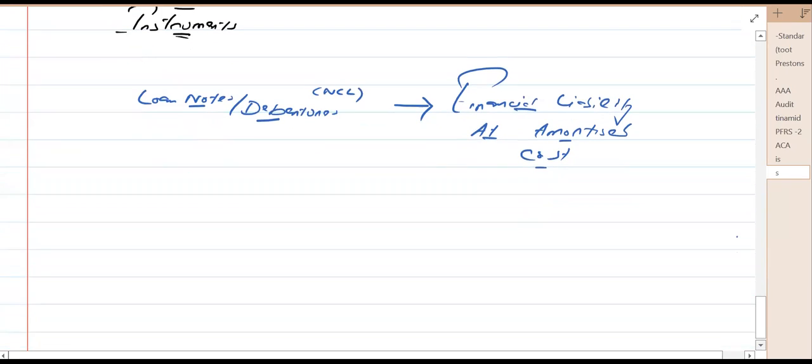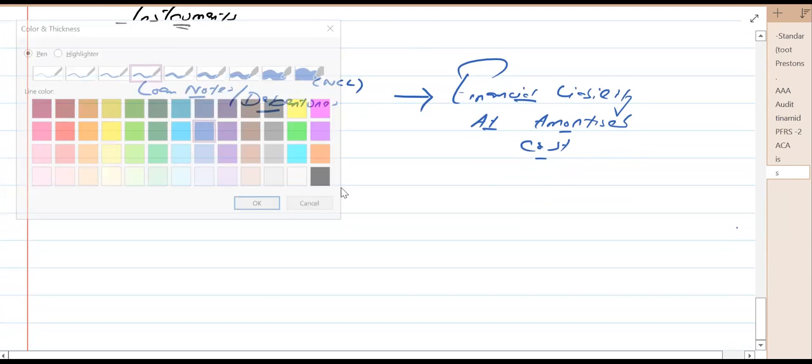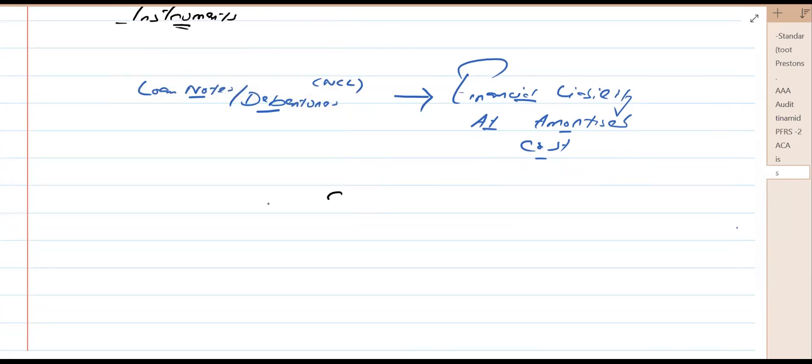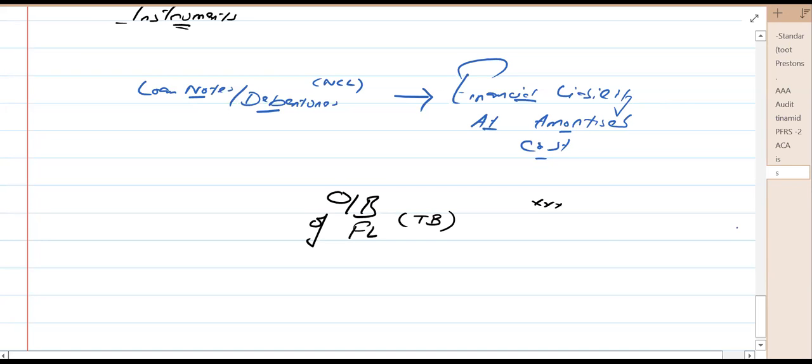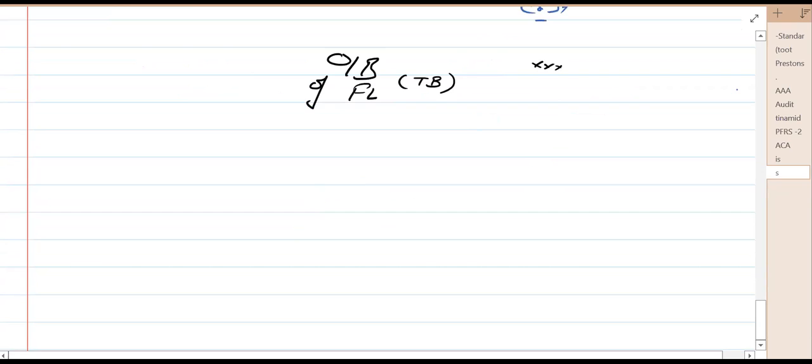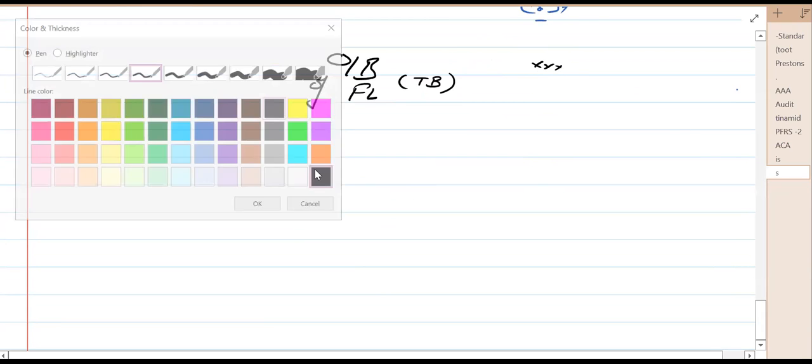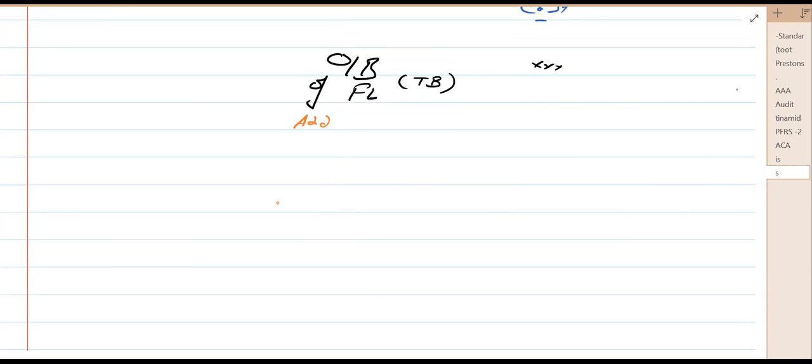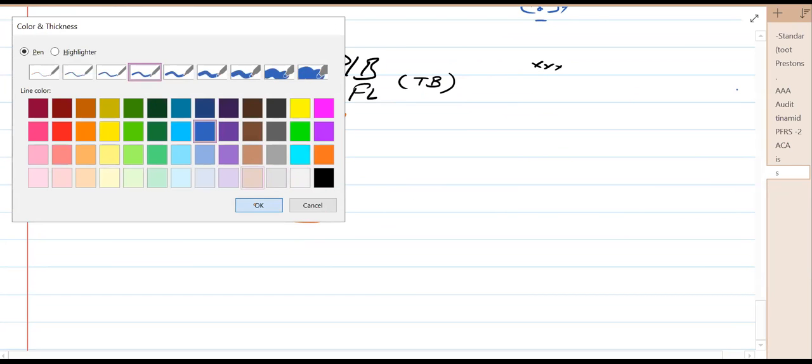Now there's a working for this amortized cost. So you take the opening balance of financial liability. From where are you going to get it? From the trial balance. And then remember, you add the interest on it. Let me just use a different color in order to distinguish it. So add, and then we have less. Two things. You need to add the interest.